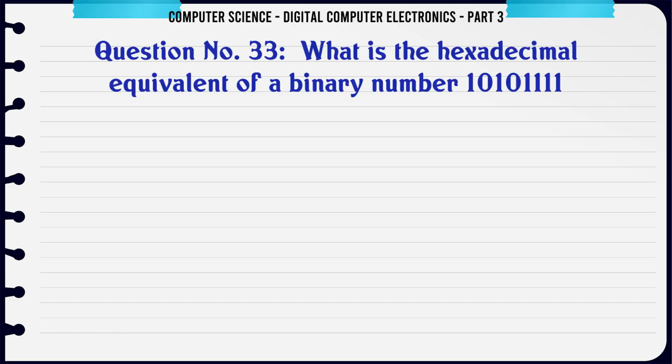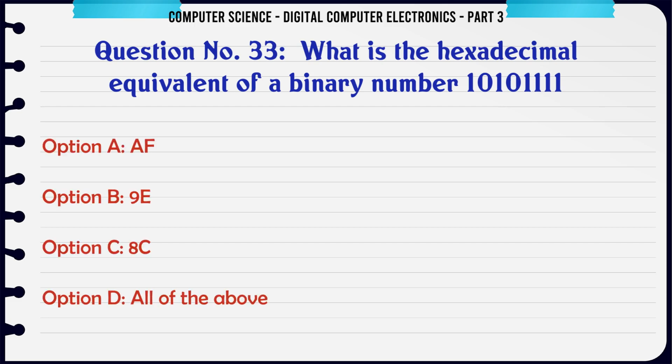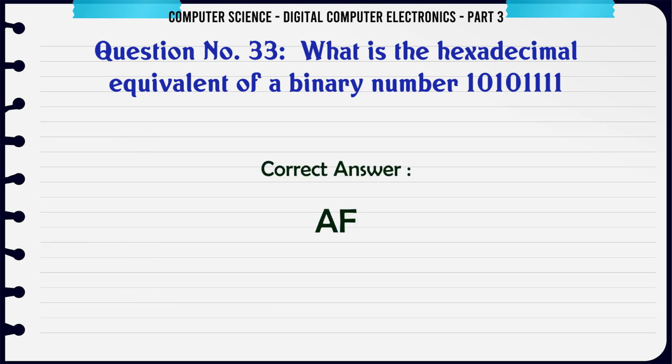What is the hexadecimal equivalent of a binary number 10101111? A. AF. B. 9E. C. 8C. D. All of the above. The correct answer is AF.